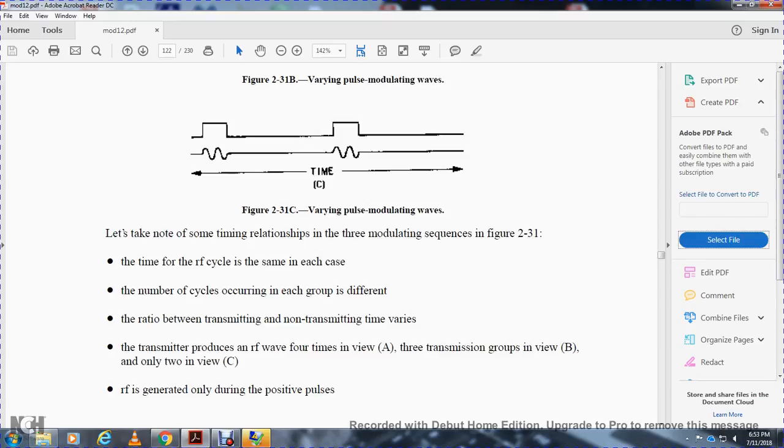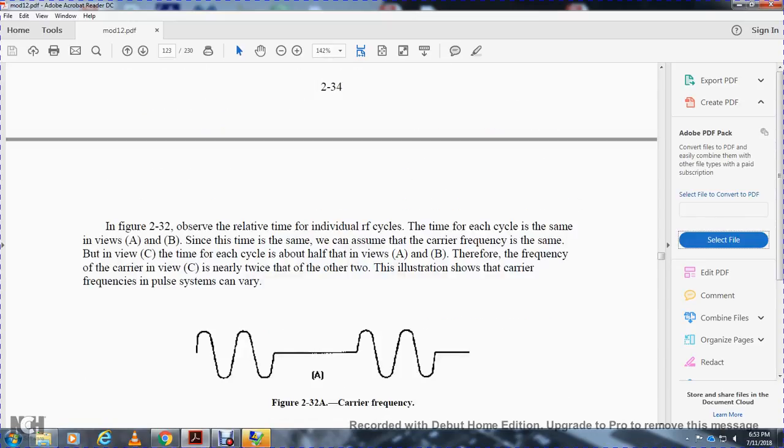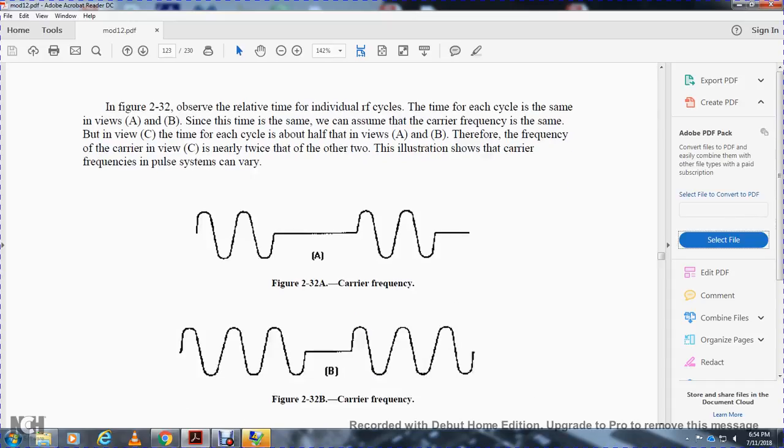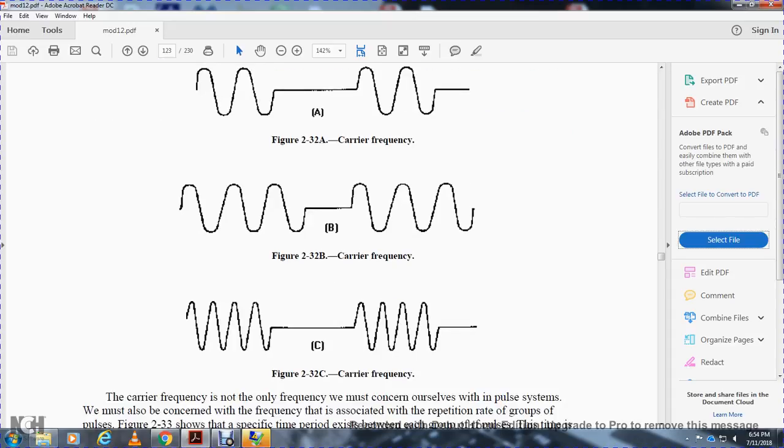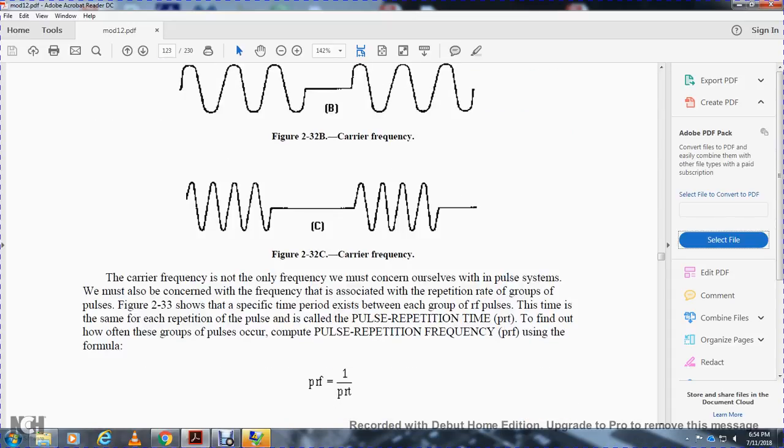If the radio frequency is generated only during the positive pulse in figure 232, observe the relative time of the individual radio frequency cycles. The time of each cycle is the same in views A and B, assuming the carrier frequencies are the same. In view C, the time of each cycle is about half that of views A and B, therefore the carrier frequency of view C is nearly twice that of the other two. The illustration shows the carrier frequency and pulse systems can vary.